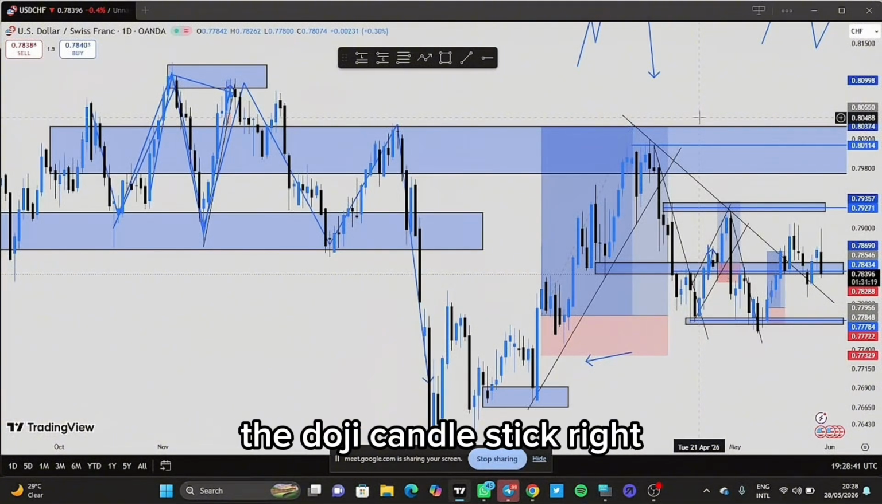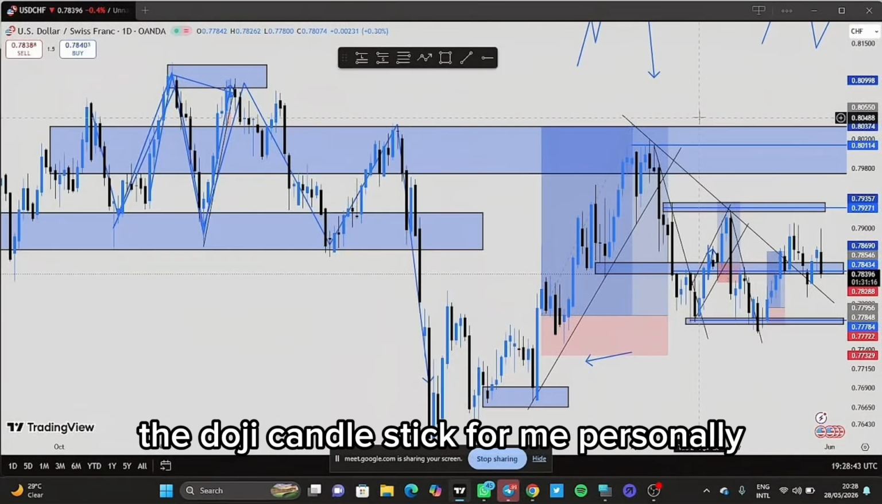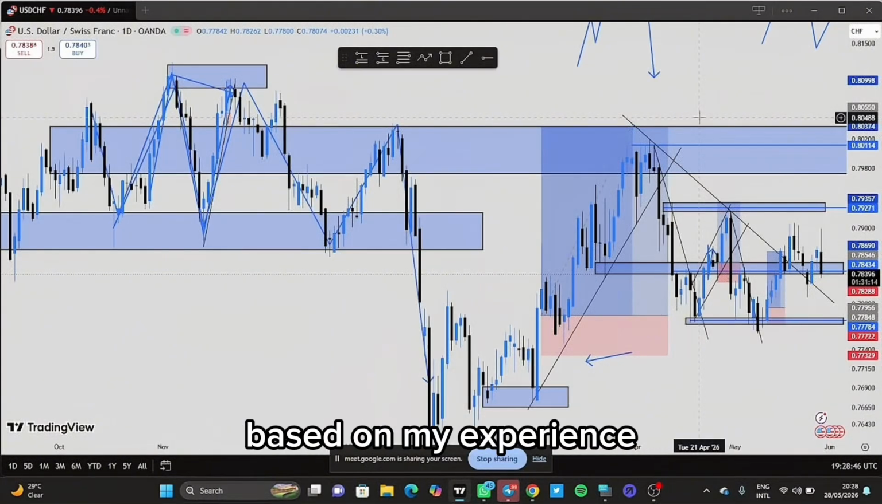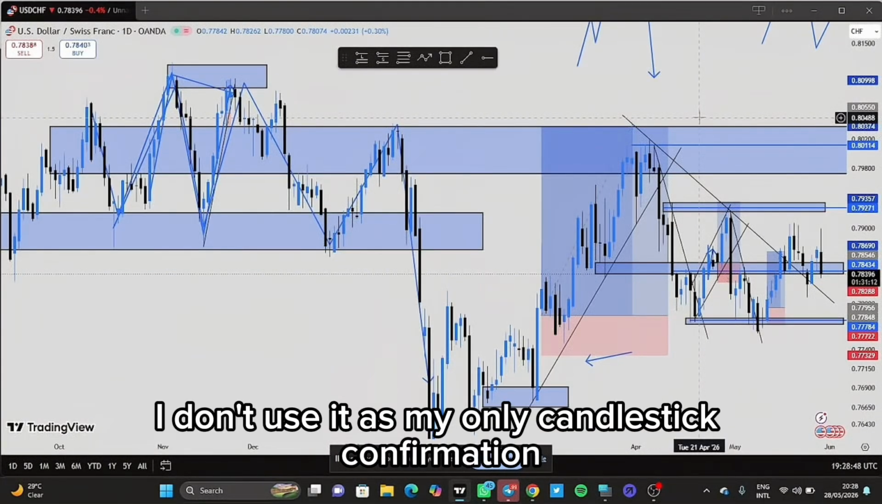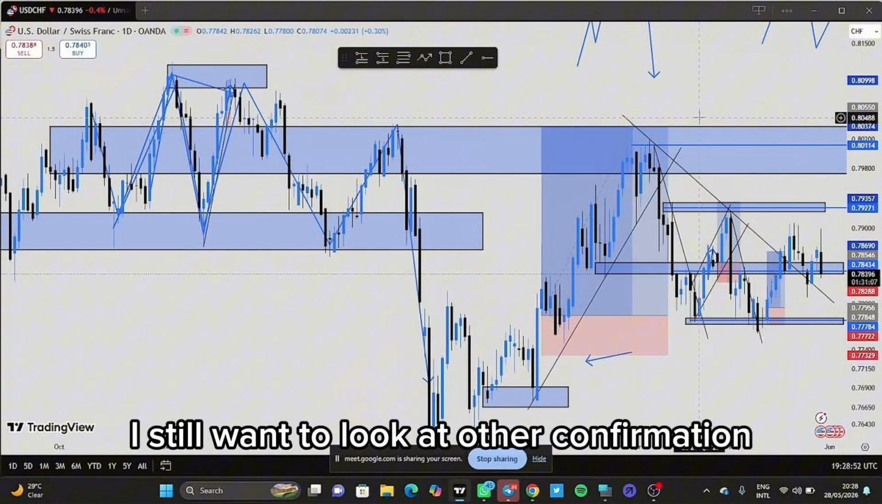The Doji candlestick, for me personally, based on my experience, I don't use it as my only candlestick confirmation. I still want to look at other confirmation.